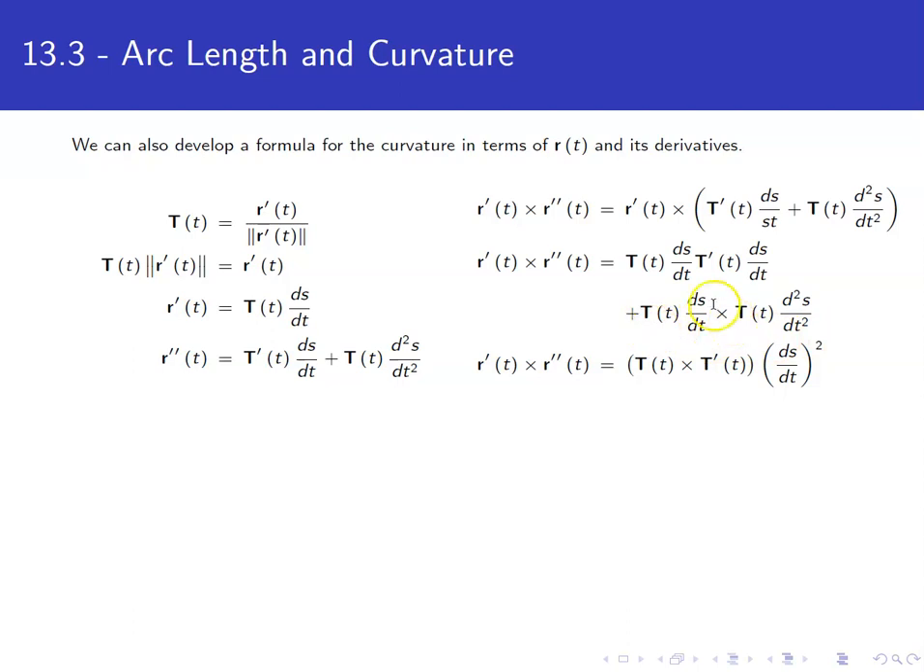And then T of t ds/dt cross T of t times the second derivative of s with respect to t here. Sorry about that. The ds/dt and the second derivative of s with respect to t are scalar functions. So remember, scalars we can just pull out in front of the cross product. Then in the second term, we were left with T of t cross itself. Any vector cross itself is 0, so the second term goes away. So all we're left with is T of t cross T prime of t times ds/dt quantity squared.